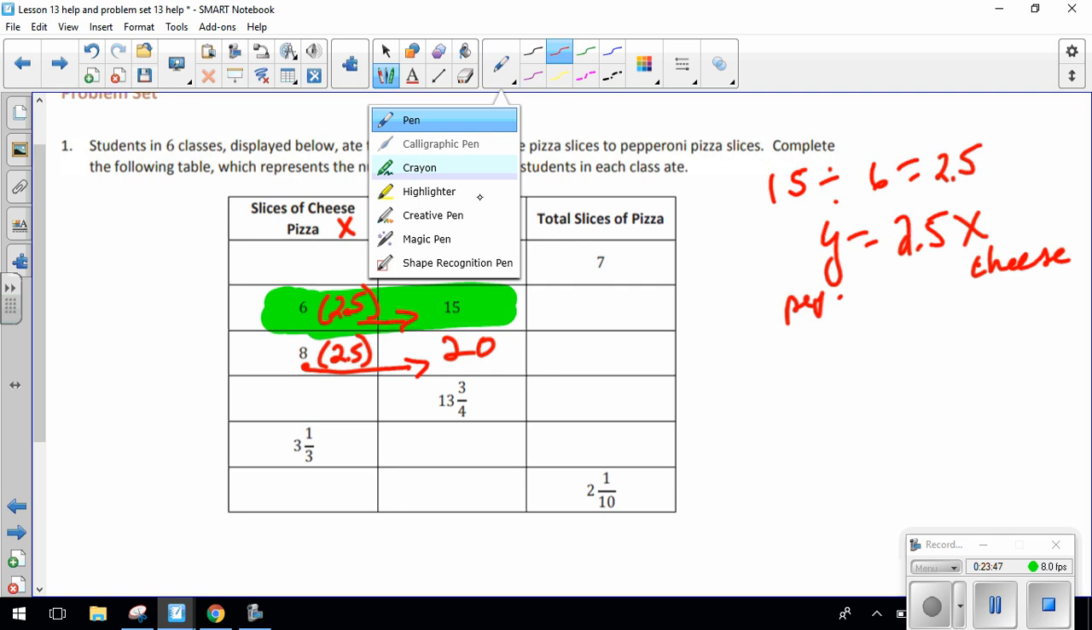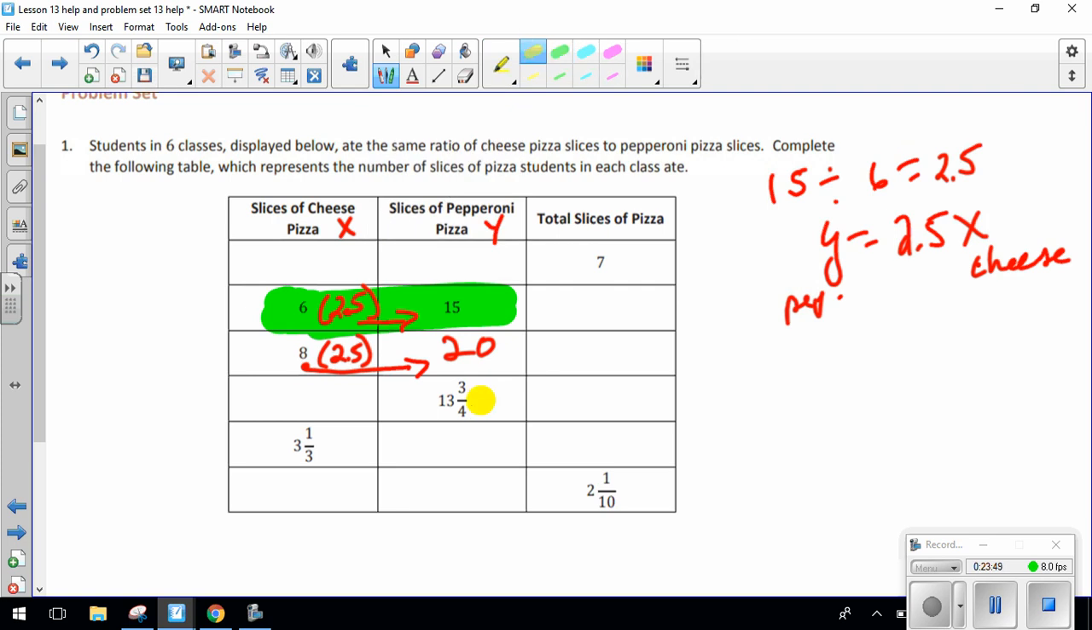For this next example, if you notice, I'm going from right to left. So when I do this, I'm going backwards now. So instead of multiplying by 2.5, I'm going to divide by 2.5. So in your calculator, do 13 3/4 divided by 2 1/2. Okay, pause the video if you need, and you should get an answer of 5 1/2.